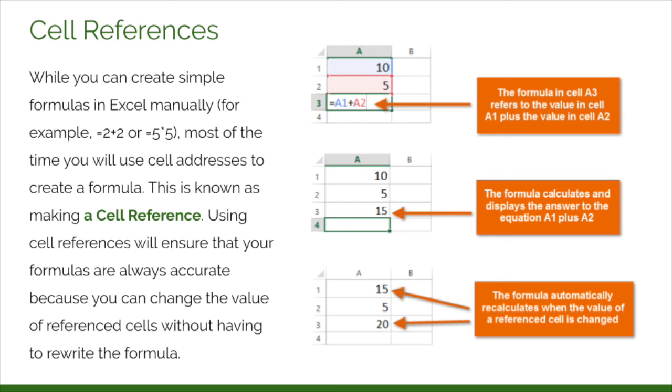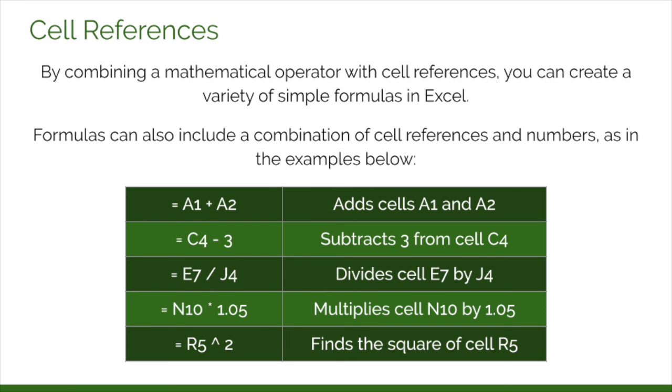Referring to the example on the right, the formula in cell A3 refers to the value in cell A1 plus the value in cell A2. The formula calculates and displays the answer to the equation A1 plus A2. The formula automatically recalculates when the value of a referenced cell is changed. By combining a mathematical operator with cell references, you can create a variety of simple formulas in Excel.